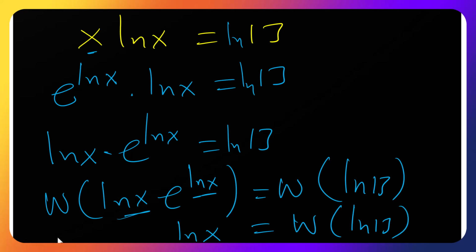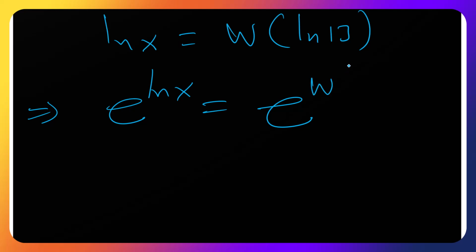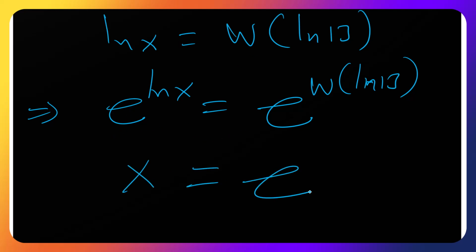So from here, we need to solve for x as we remove the ln. So what I will do is to raise both sides with e raised to ln of x, plus e raised to that. So my x is simply e raised to W function of ln of 13.